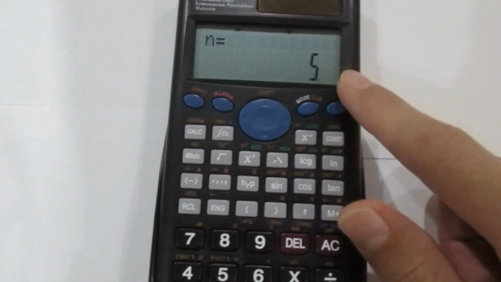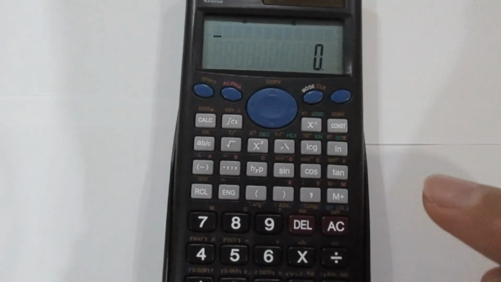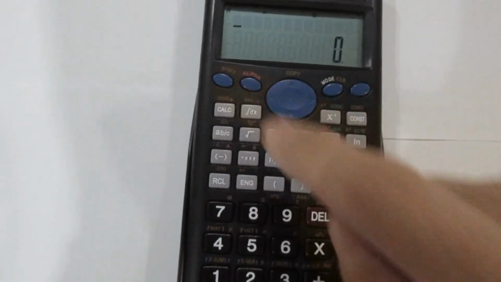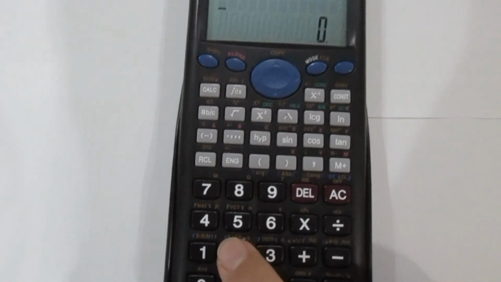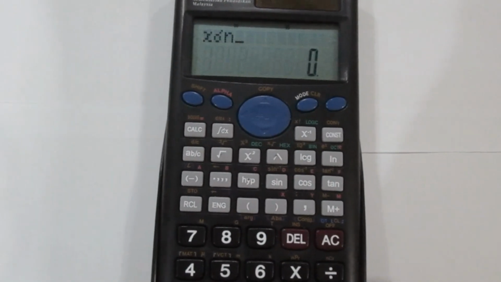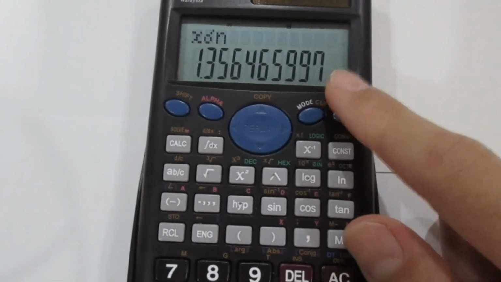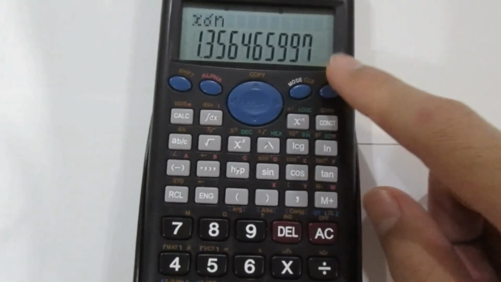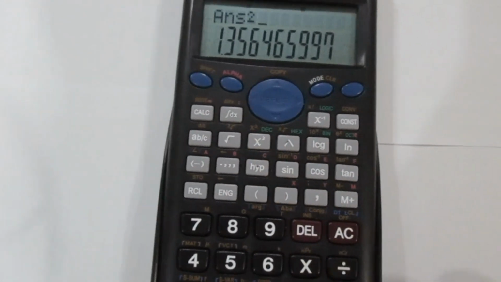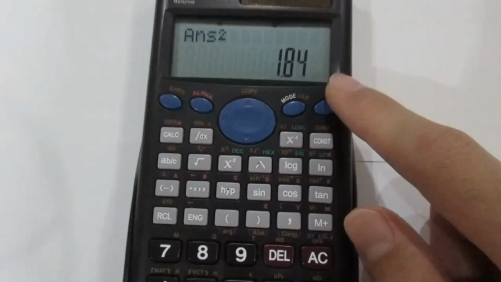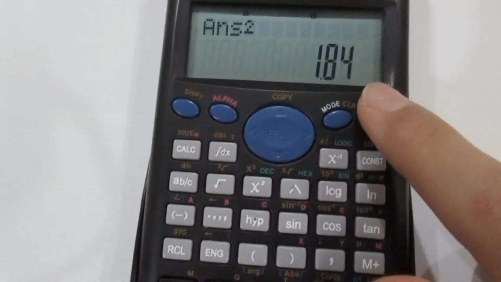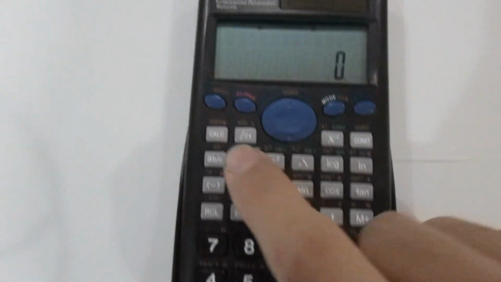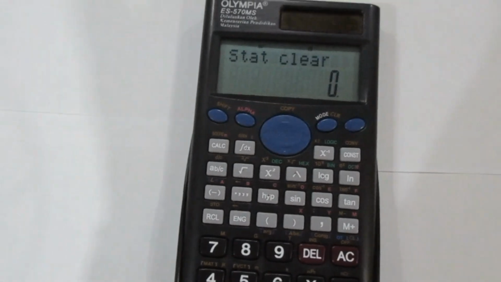Okay, so there's 5 elements. Now I want to find the standard deviation. I press Shift, then S var on the number 2, and then press number 2 again. And this is the standard deviation of that set of data. So to find the variance, I press answer, and then I square it. And this is the variance of it, 1.84. Okay, let me clear that.